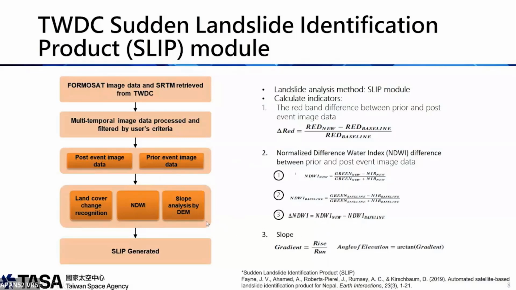And the third one is the slope degree for the hill or the mountain. For this one, we use the DEM to calculate it. For these three conditions, we give different thresholds, and if a pixel satisfies all of these conditions, we regard this pixel as a landslide area. So this is the concept for our program.